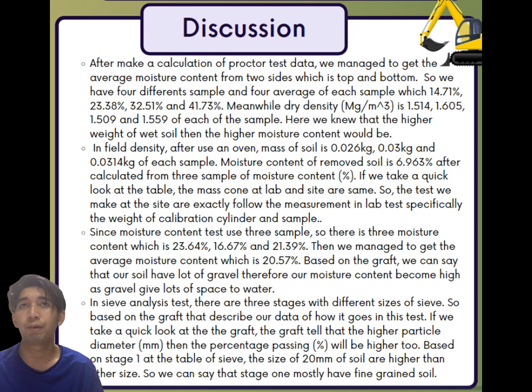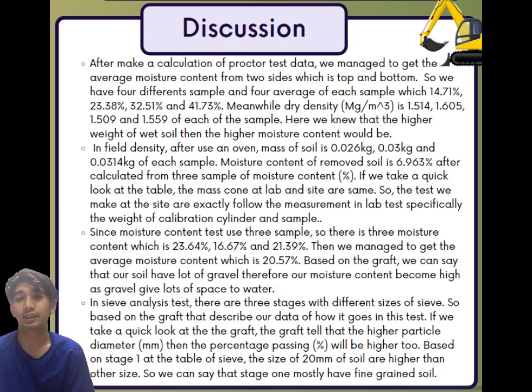To get the moisture content for each sample, we calculate by using the formula: mass of water over mass of dry soil times 100, and we will get the moisture content for each sample. Then we will determine the average moisture content by using the moisture content for each sample.